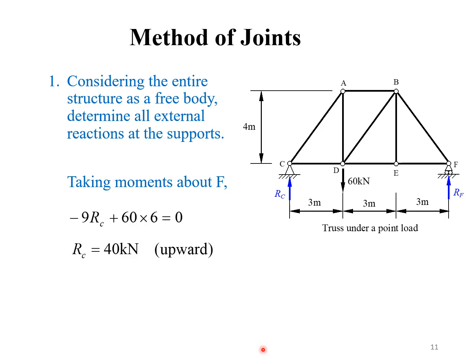Joint C is at a distance of 3 meters from joint D, and joint F is at a distance of 6 meters from joint D. So taking equilibrium of the moments acting about joint F, we can calculate that the reaction force at joint C, Rc, is equal to 40 kilonewtons and Rf is equal to 20 kilonewtons.